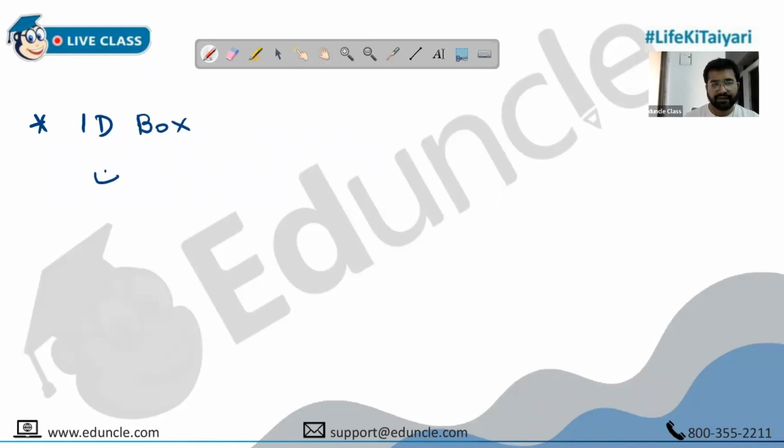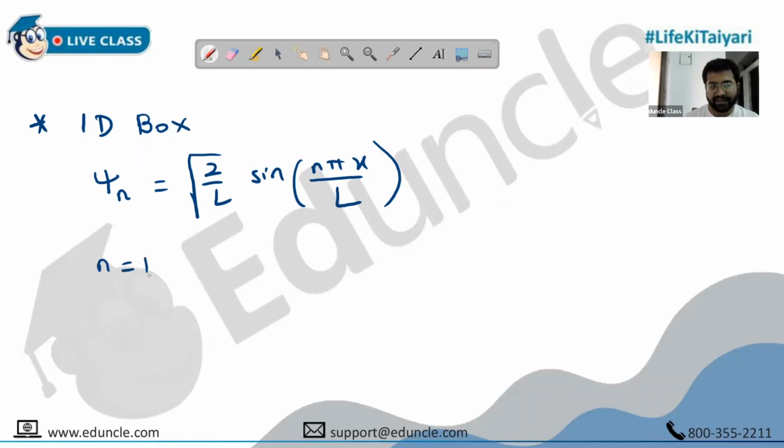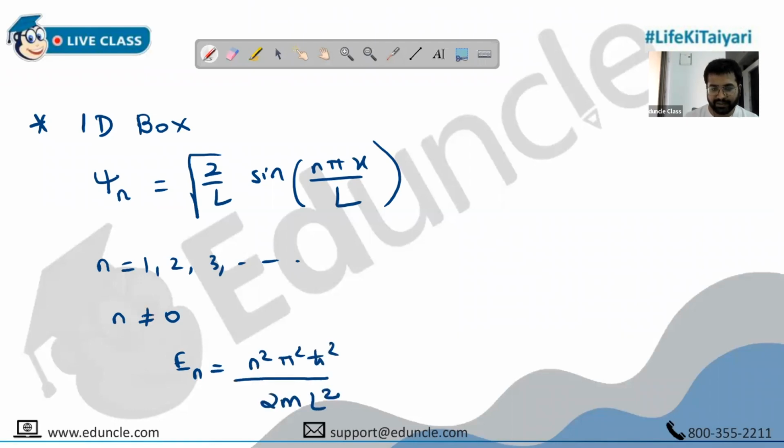In the 1D box, the wave function is given by psi n, which is root of 2 by L sine n pi x by L. But you need to remember that n starts from 1 here; n cannot take the value 0. Energy is given by n square pi square h cut square upon 2 m L square. And this is always non-degenerate.